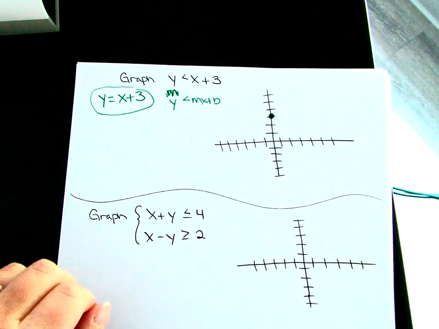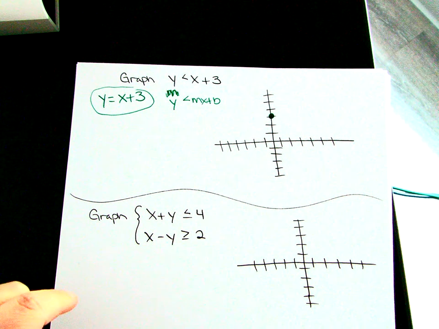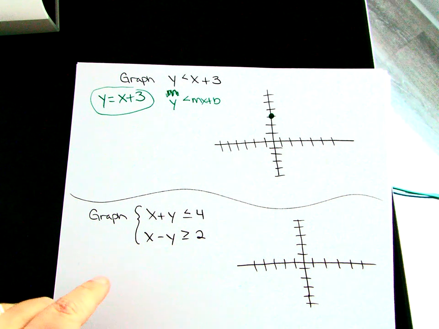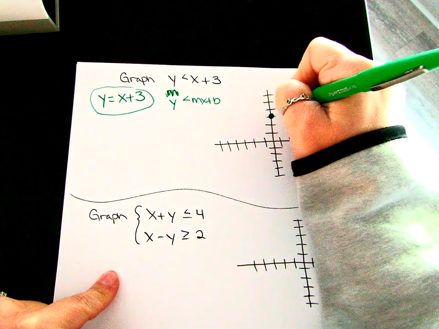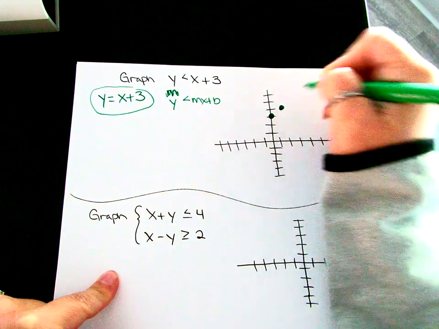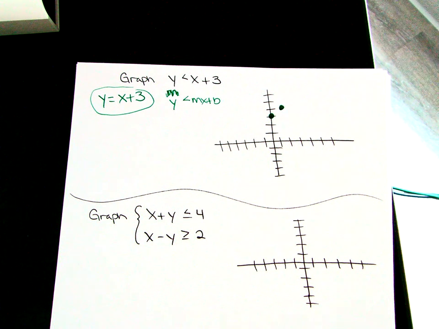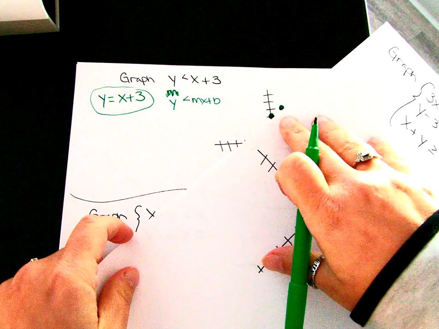And once we have our b, we find our next point by graphing using the slope. So what is the slope of this inequality? 1. So I'm going to go up 1, to the right 1, and I'm going to plot that. Now, before I connect these, I'm going to look at my inequality symbol. Does my symbol tell me I'm going to use a dotted line or a solid line? Dotted line. So I'm going to do a dotted line to connect those.